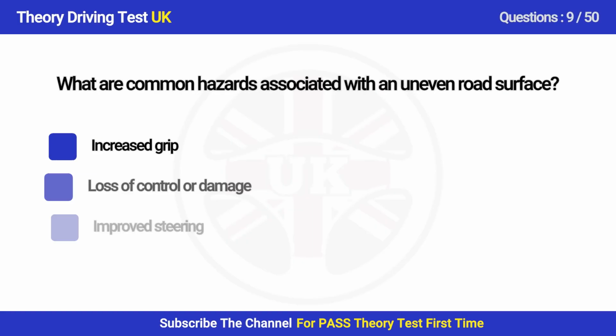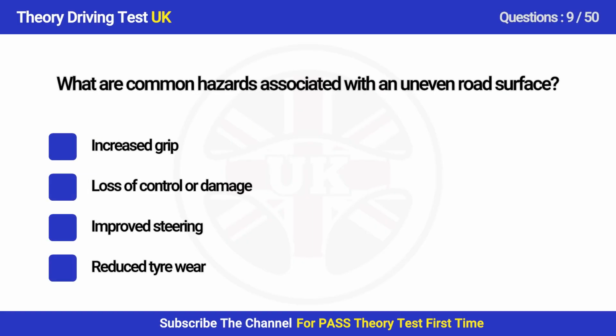Question 9. What are common hazards associated with an uneven road surface? A. Increased grip. B. Loss of control or damage. C. Improved steering. D. Tire wear.